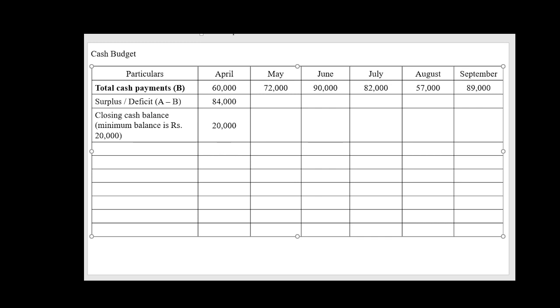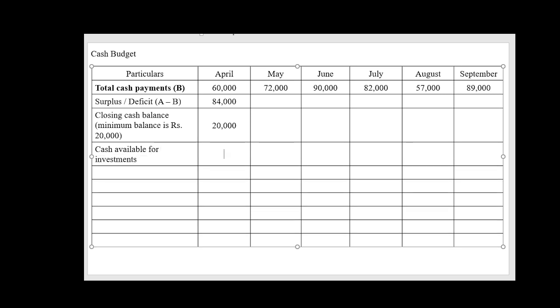Minimum balance that has to be maintained is 20,000. So how much does the business have that it can invest? So the surplus money that now it has available for investments. Okay, so cash available for investments is how much? 84,000 minus 20,000. So it has 64,000. 20,000 it has to keep, even though it has 84,000 with it. It cannot fully utilize 84,000 because 20,000 has to be maintained within the company as closing cash balance. As such, the cash available for investments is rupees 64,000.